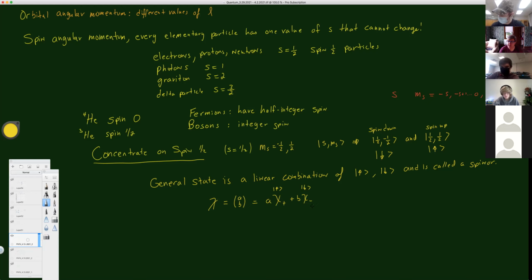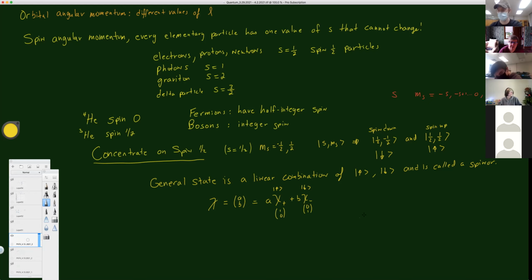And then in sort of the vector notation, right? In column vector notation, this is a 1, 0. And this is a 0, 1. Okay, just different ways of writing this. This is kind of the linear algebra version of writing a linear combination. And again, it's a two-dimensional space, right? Because we only have two possibilities: spin up, spin down.